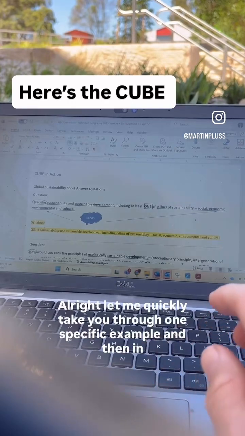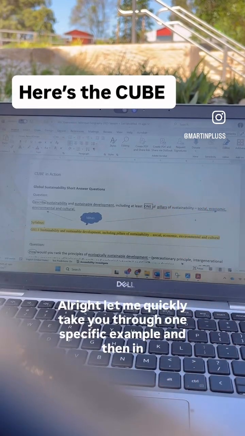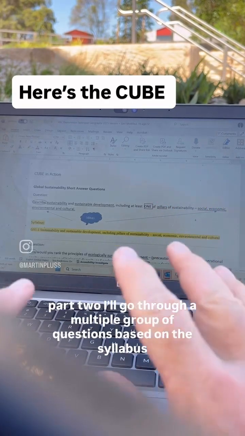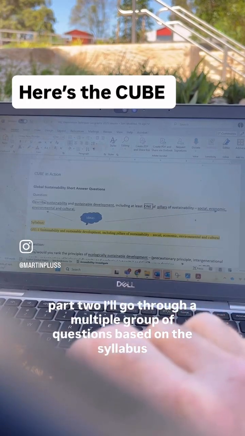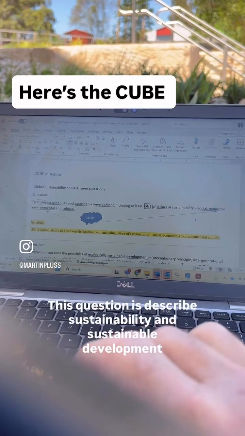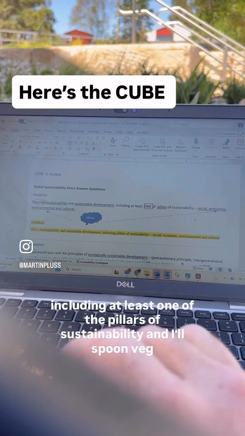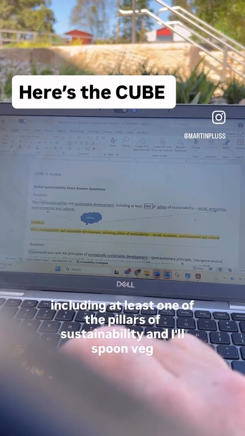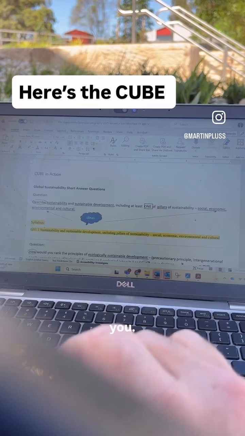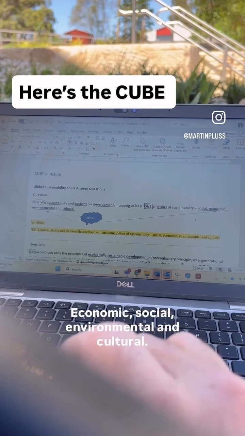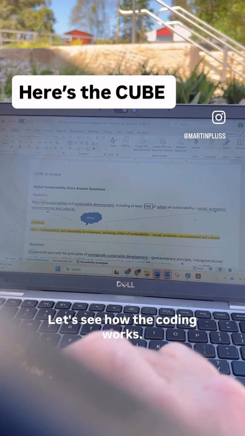All right, let me quickly take you through one specific example, and then in part 2 I'll go through a multiple group of questions based on the syllabus points. This question is, describe sustainability and sustainable development, including at least one of the pillars of sustainability, and I'll spoon-feed you: economic, social, environmental and cultural. Let's see how the coding works.